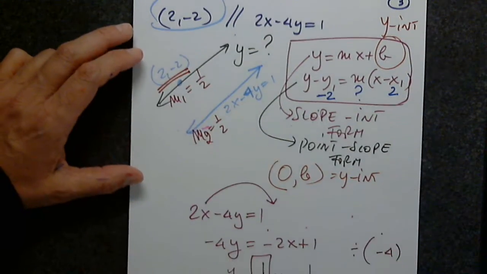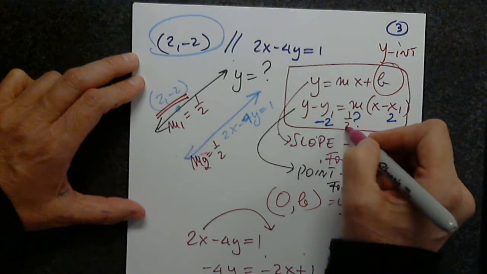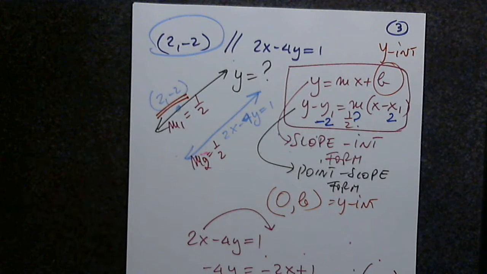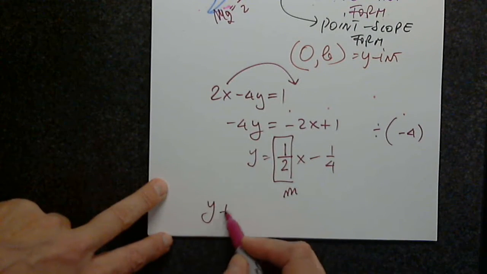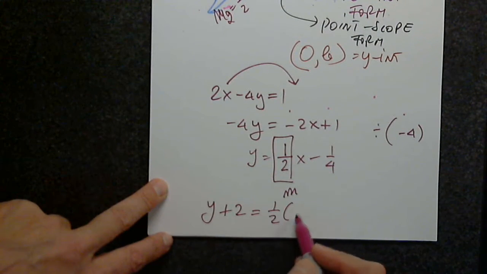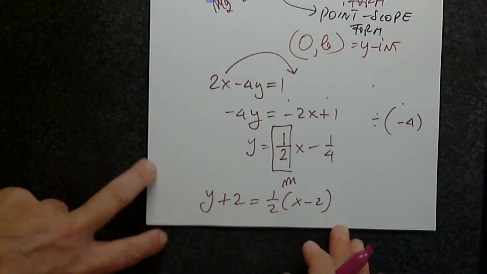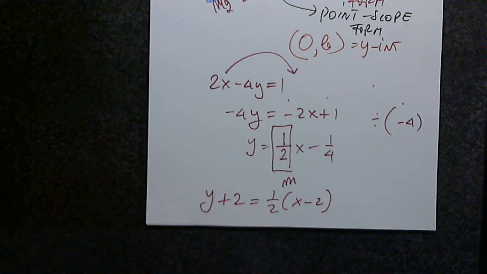They're parallel. Very good. So now we have everything. We have the point, we have the slope, and we can finish up the equation. So y plus 2 equals 1/2 times (x minus 2). Yes, we have to solve for y, but let me stop for a second and ask if you have questions.